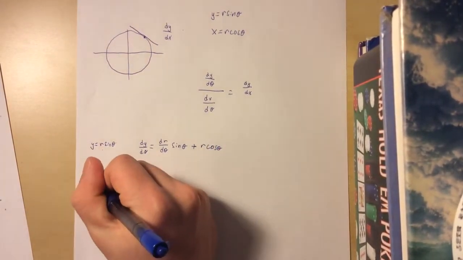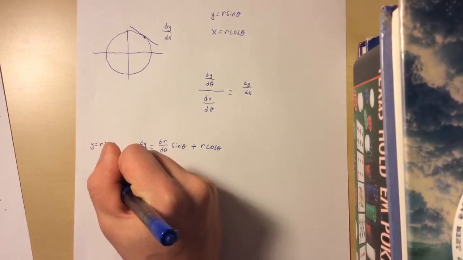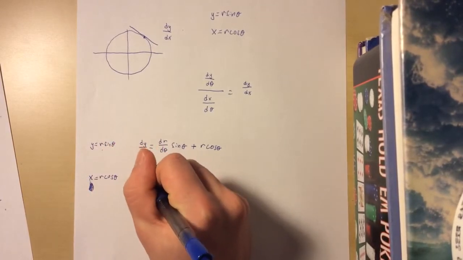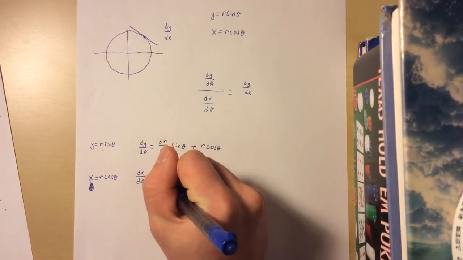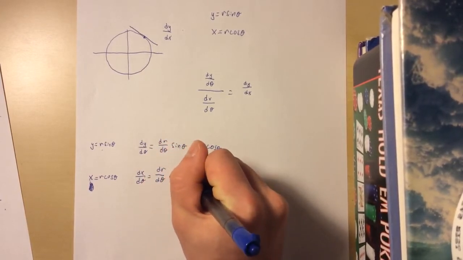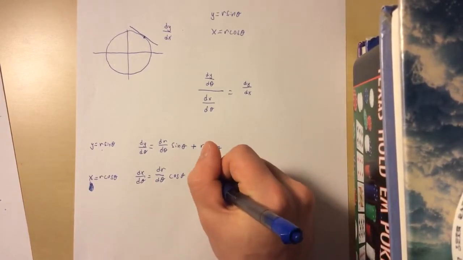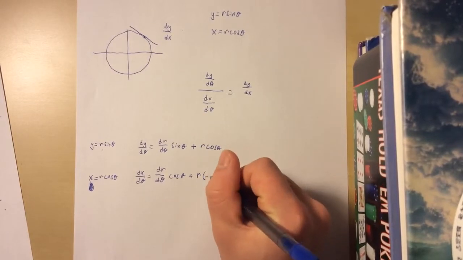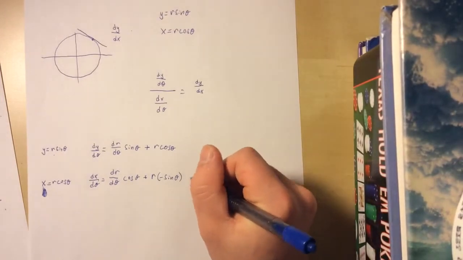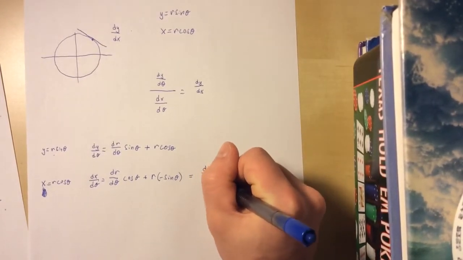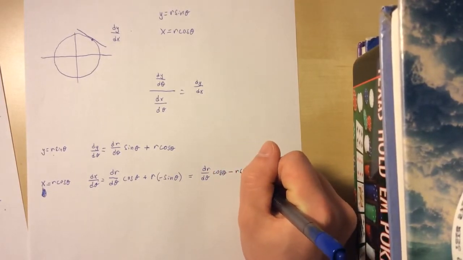Now let's just do that again for x. If x is equal to r cosine theta, then dx d theta is just going to equal the derivative of the first term, which is dr d theta, times the second term, plus the first term times the derivative of the second term, which is going to be negative sine theta. So let's just rewrite that as dr d theta cosine theta minus r sine theta.